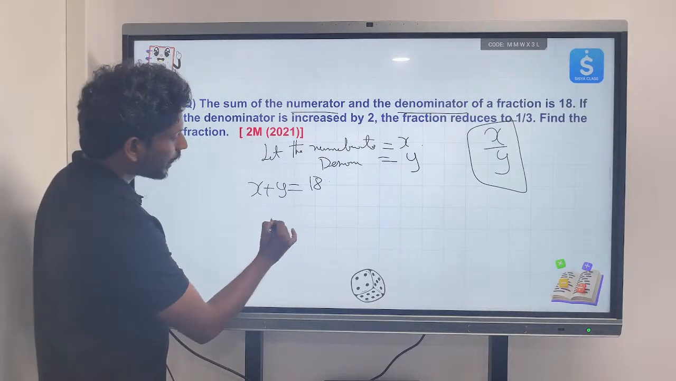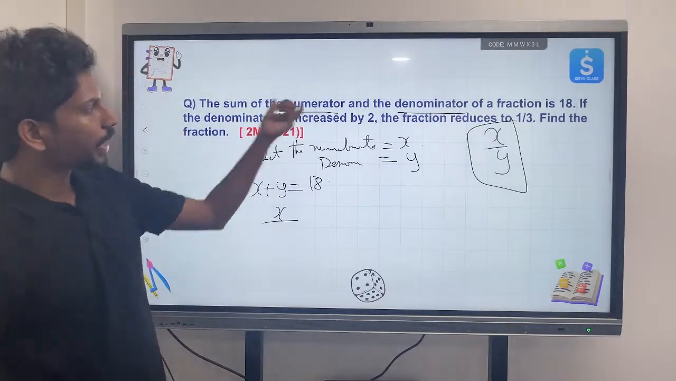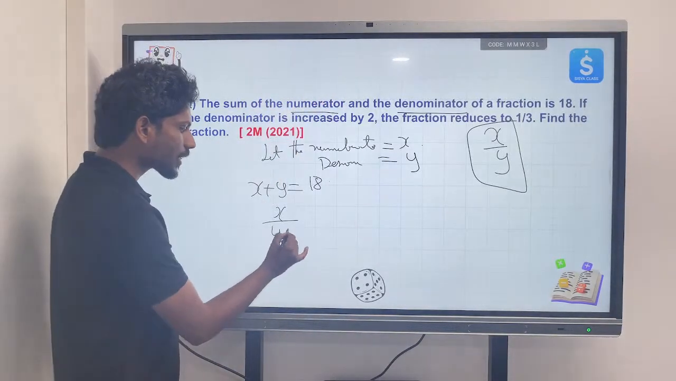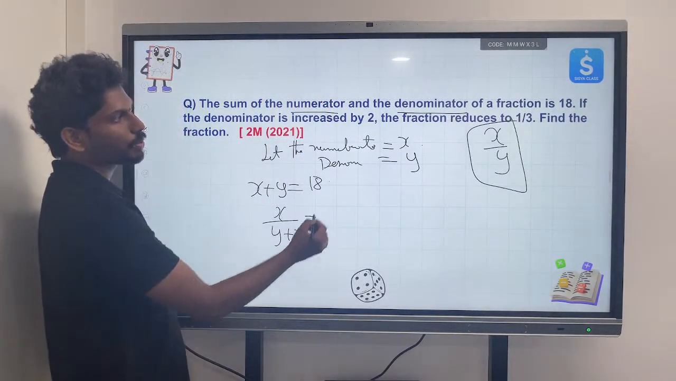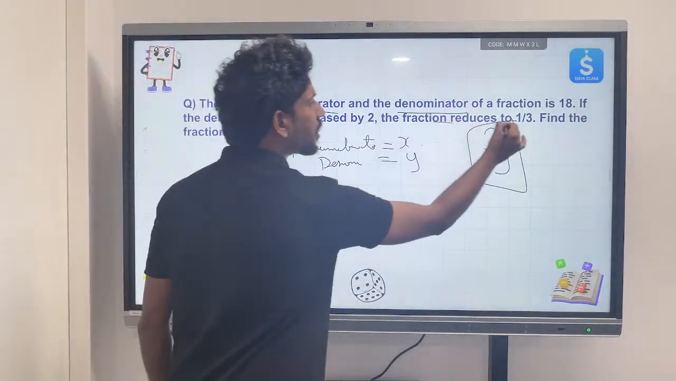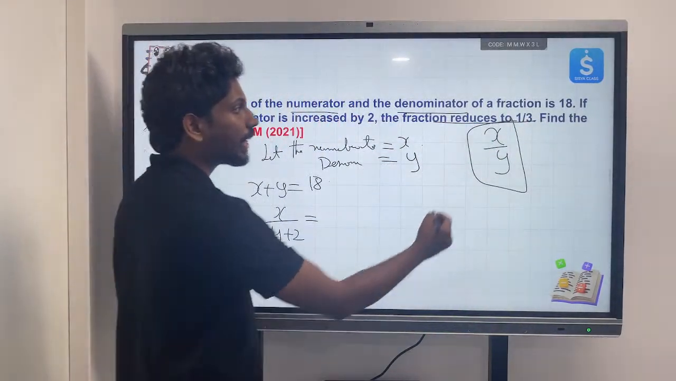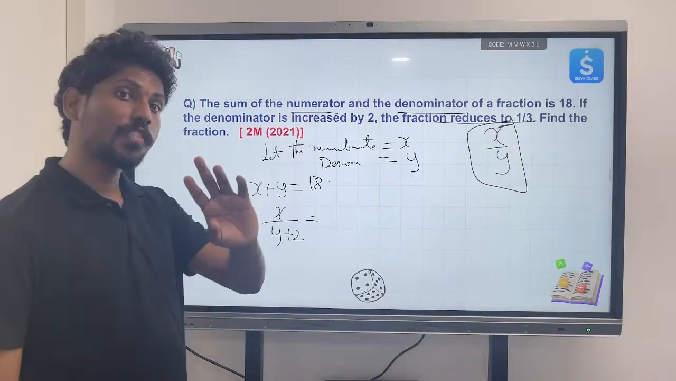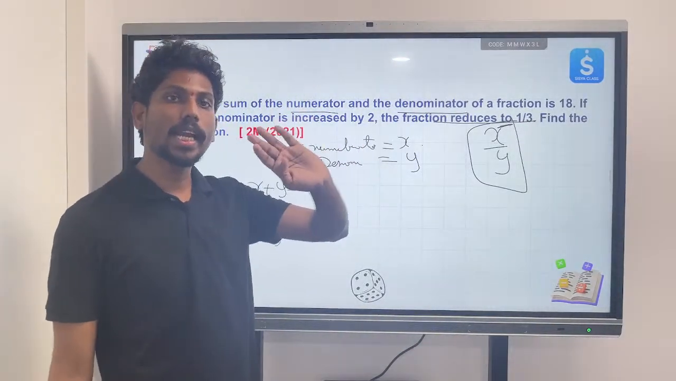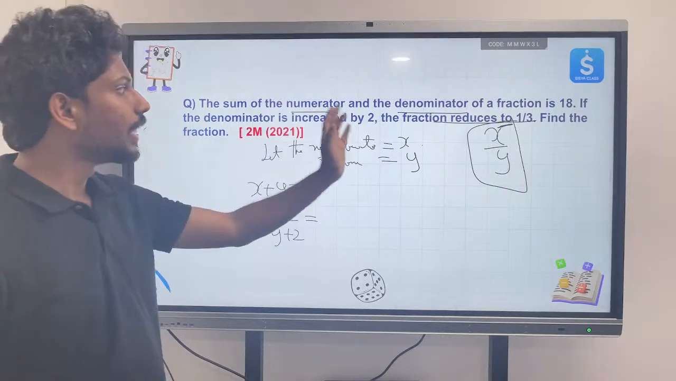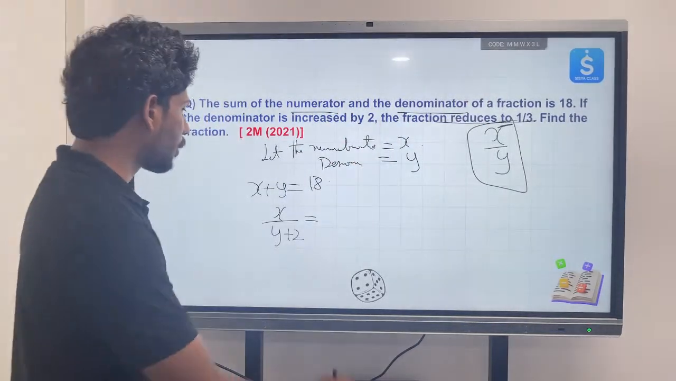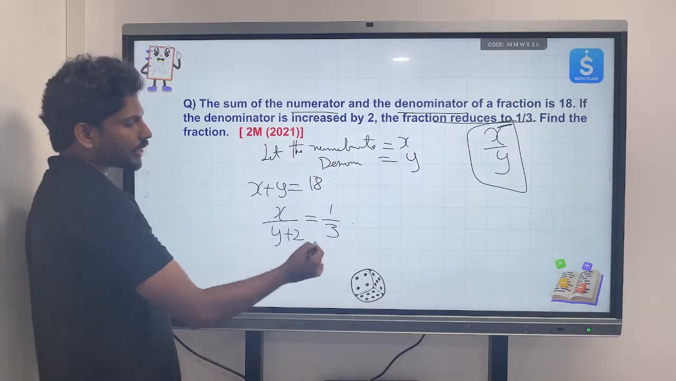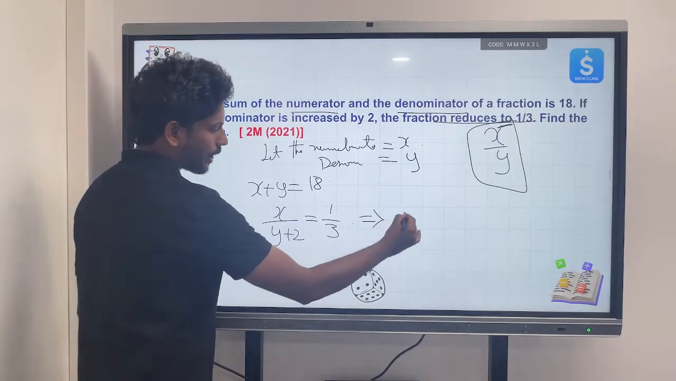Now if the denominator is increased by 2, so here there is no change in the numerator. He is saying if the denominator is increased by 2, so what is happening? x by y plus 2, the fraction reduces to 1 by 3. Okay, understand this: the fraction is reduced to 1 by 3. There is a difference between reduced by 1 by 3 and reduced to 1 by 3, right? It is reduced to 1 by 3, so you can just directly write 1 by 3. Now you can crisscross the equations, right? Now what will this equation be?